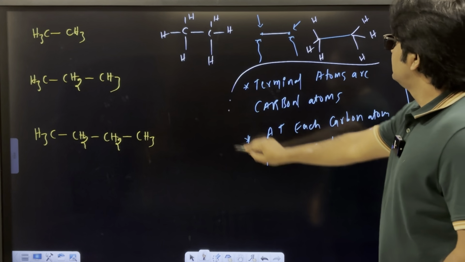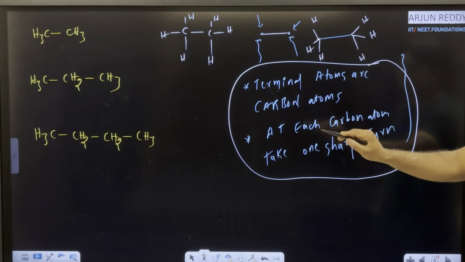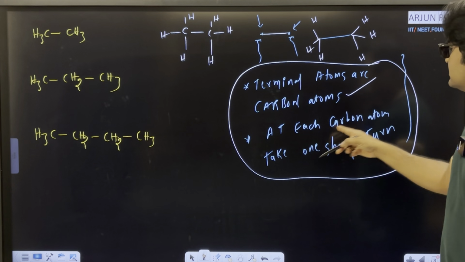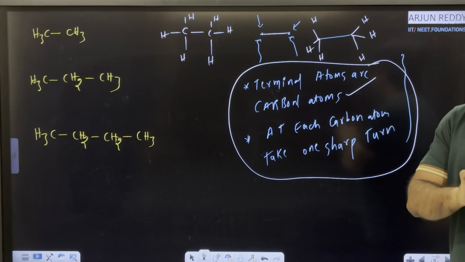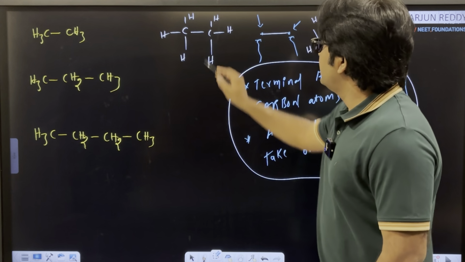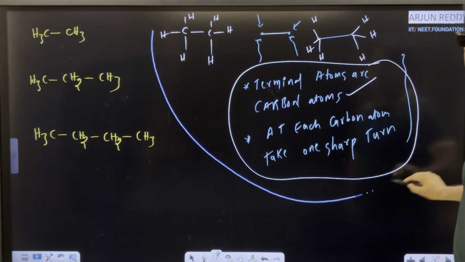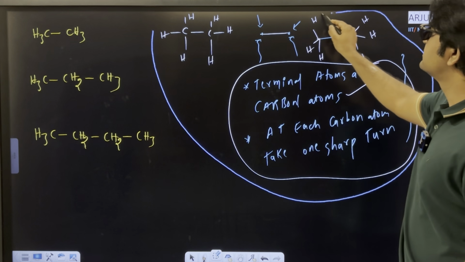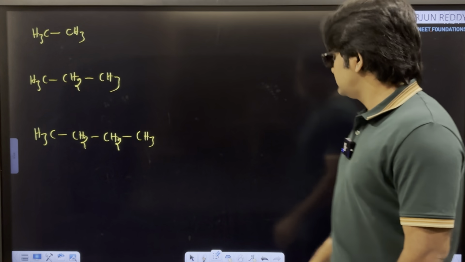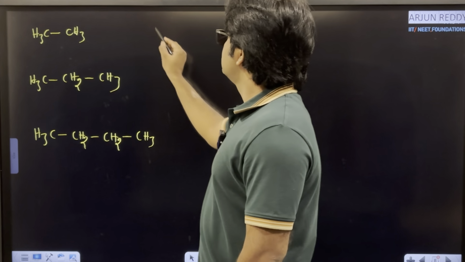So once again, terminal atoms are carbon atoms. At each carbon atom, take one sharp turn, right? So directly I am going to write the bond line formula for the given molecules. Okay, fine. Come to this first one. I am just writing like this.